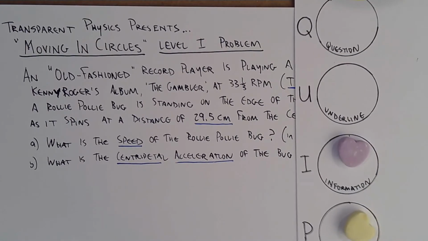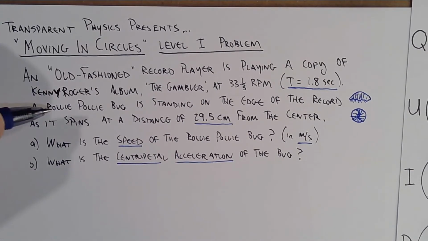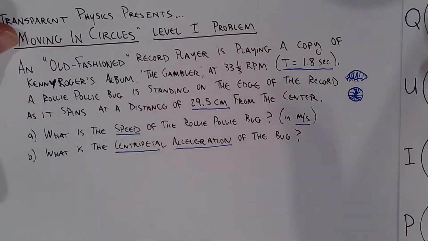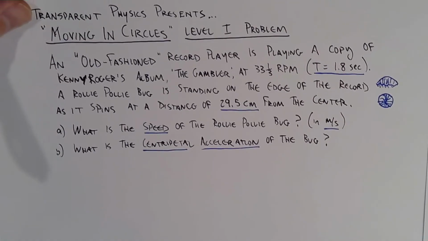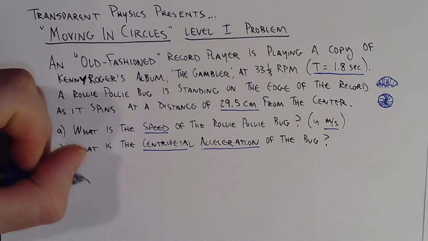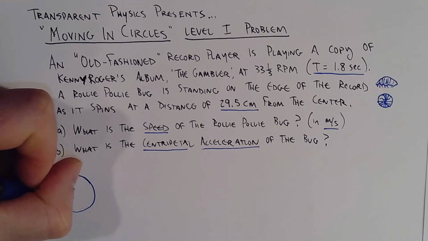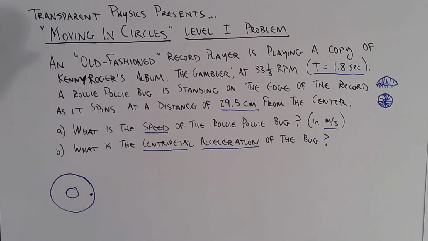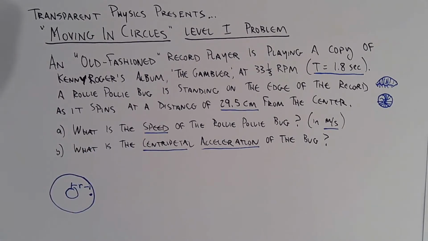Next up is the I, looking for information. Probably going to include a sketch. So if we do an overhead view, again, it does not need to be an illustration. It just needs to be something just to get the basic idea down. So I'm going to draw a circle. That's my record player. Maybe if I want to, I can make it look a little bit more like a record player, but that's about it. And we got a little roly-poly bug. The roly-poly bug is at a distance from the center.